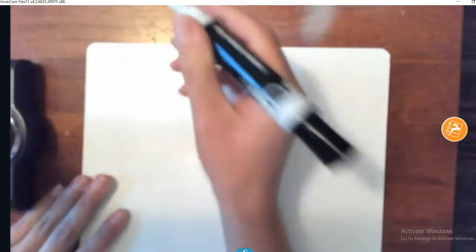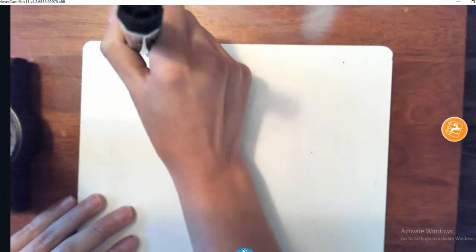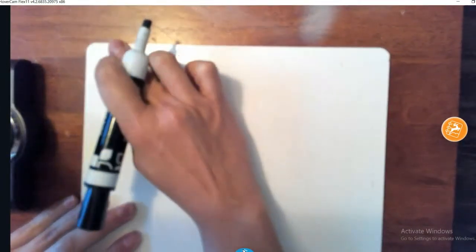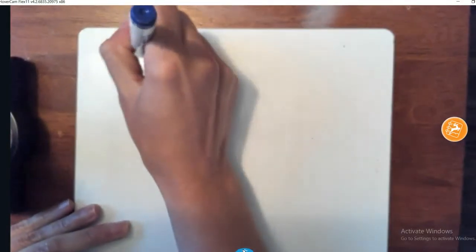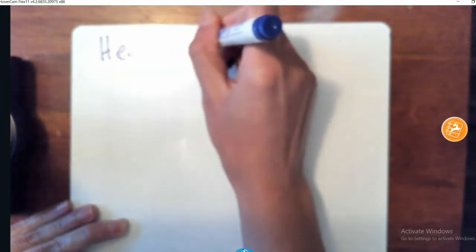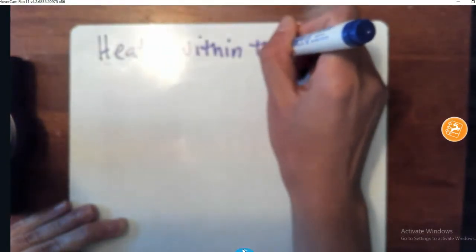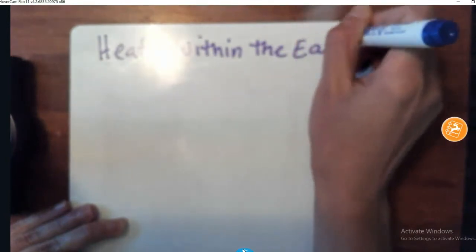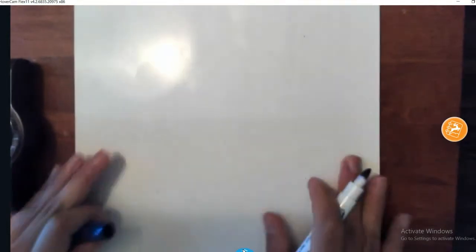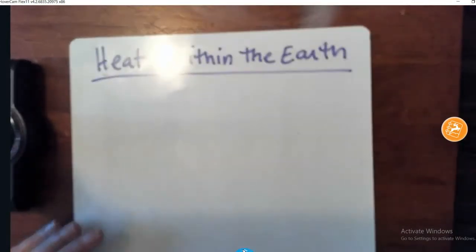So let me put a title in here. Just to kind of ground me, I know it's heat. Again, this is way too big. Heat within the earth. And then every time I do my model, I keep going back to this. I need to make sure that I'm modeling heat within the earth.